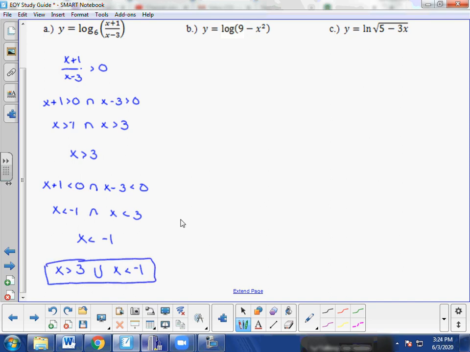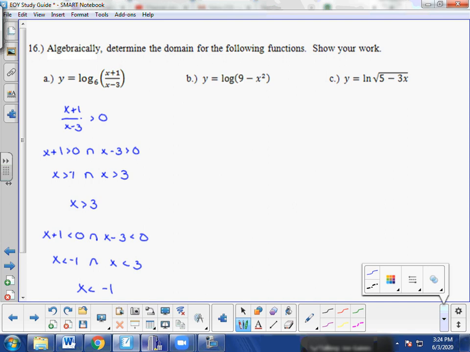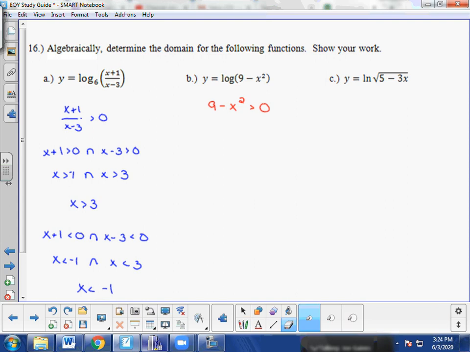Fractions are by far the most complicated versions of these. Let's take a look at B. Again, the input value has to be positive. So 9 minus x squared in this case has to be greater than 0. So if I want to solve this here, I would subtract 9, or maybe let's go ahead and add x squared. So 9 is greater than x squared. Now I can take the square root of both. Sorry, let me do this a little bit differently. Let's factor this. So if I factor this, this would be 3 minus x and 3 plus x is greater than 0.